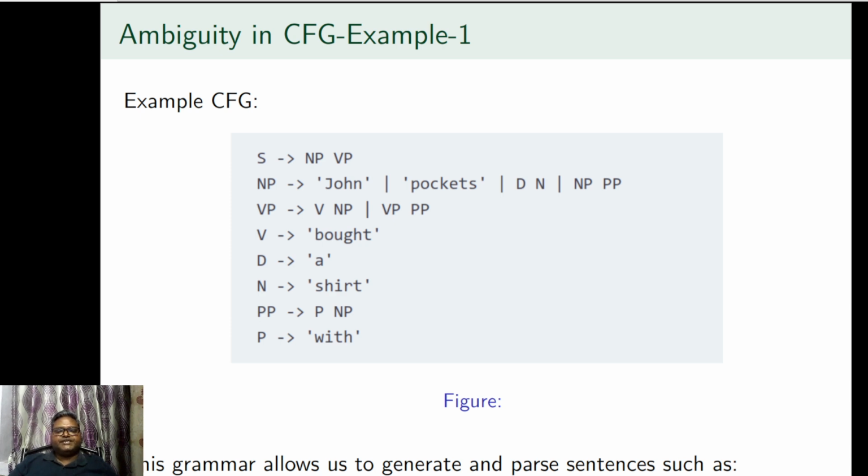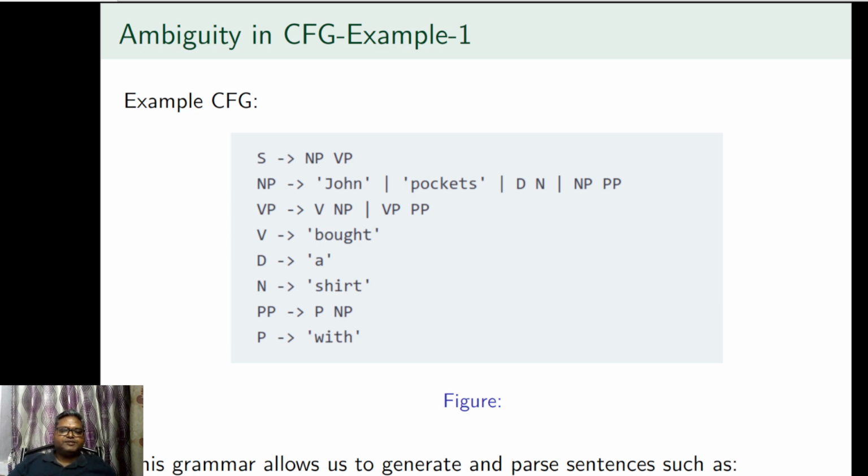Now here, take an example of a context-free grammar. Sentence is formed by noun phrase and verb phrase. Noun phrase is "John," "pockets," or a determiner followed by a noun, or noun phrase followed by prepositional phrase. Verb phrase is verb followed by noun phrase, and verb phrase followed by prepositional phrase. Verb is "bought," determiner is "a," noun is "shirt," prepositional phrase is preposition followed by noun phrase, and preposition is "with." The sentence here is "John bought a shirt with pockets."